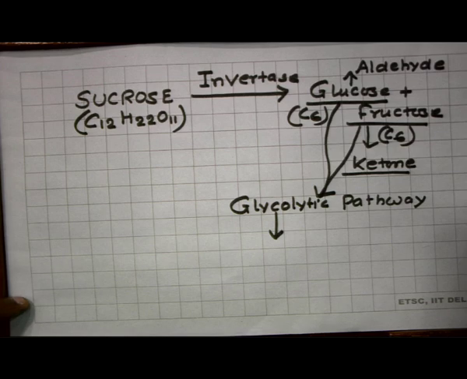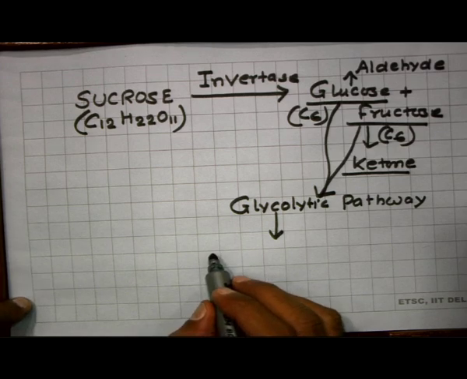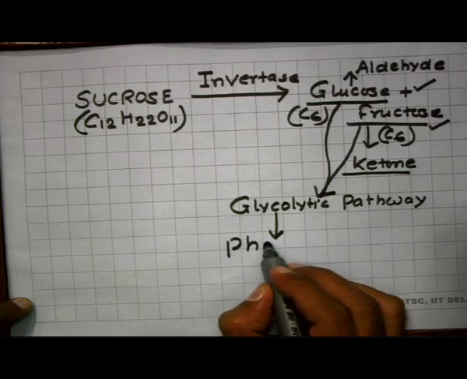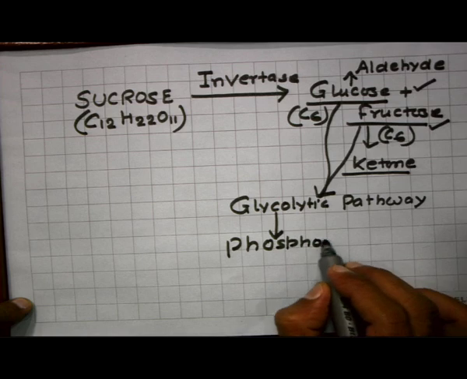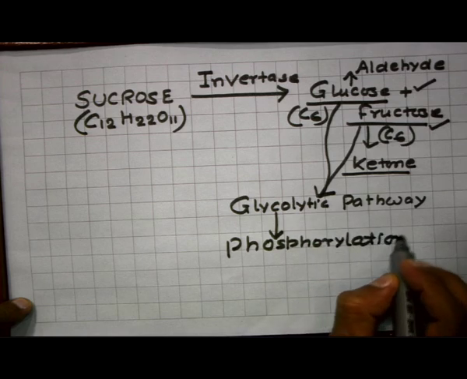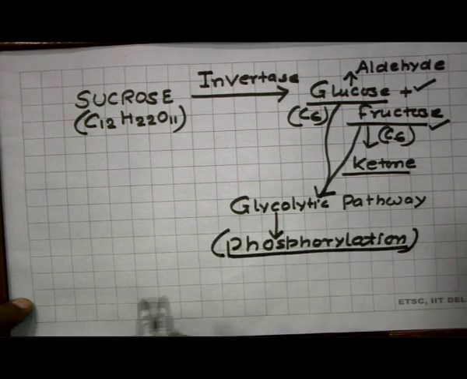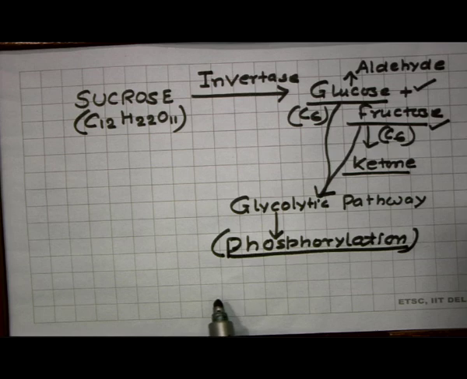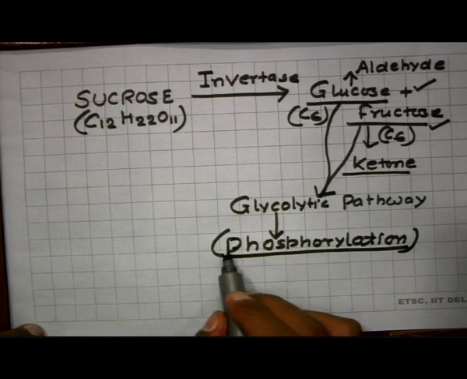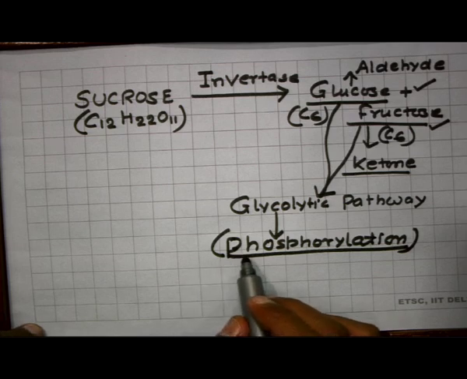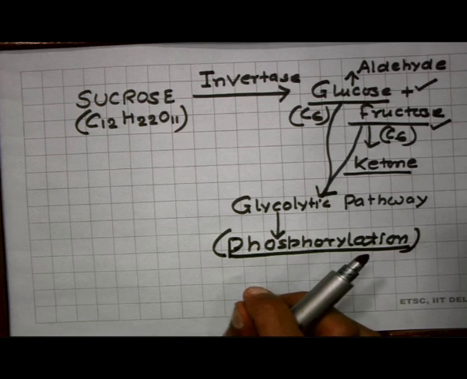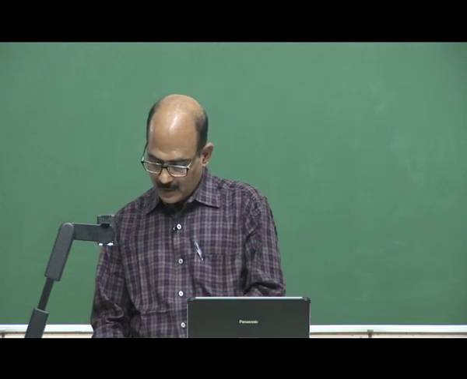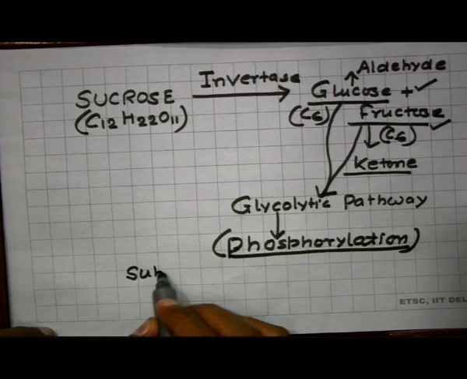The first step of the glycolytic pathway is that both glucose and fructose molecules are going to be phosphorylated. Phosphorylation takes place. There are 3 types of phosphorylation which we discuss in my subsequent lecture. Oxidative phosphorylation, photophosphorylation, which we have already discussed, the formation of ATP with the help of light energy, and the third one, substrate level phosphorylation.